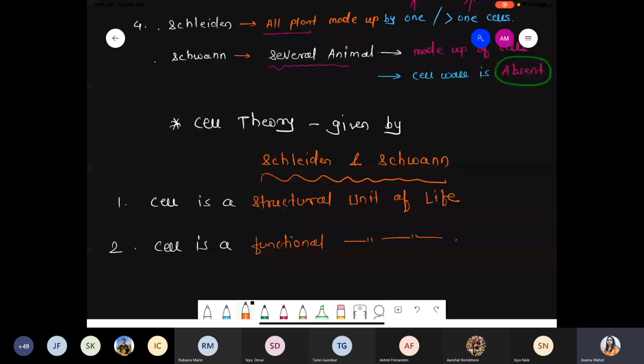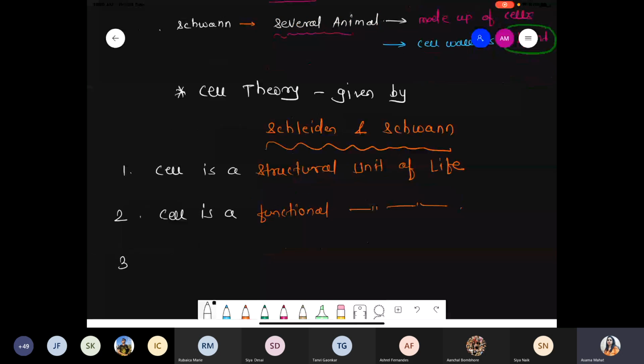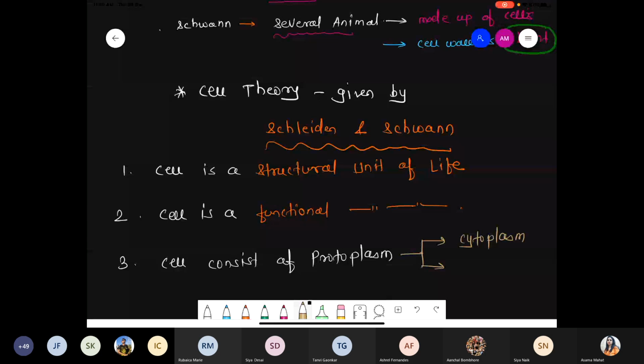Another point, if I'm talking about any cell, it consists of protoplasm. That is also true. Cell, it consists of protoplasm, and inside the protoplasm, two important components are there: cytoplasm plus nucleoplasm. Cytoplasm plus nucleoplasm. That is also true.